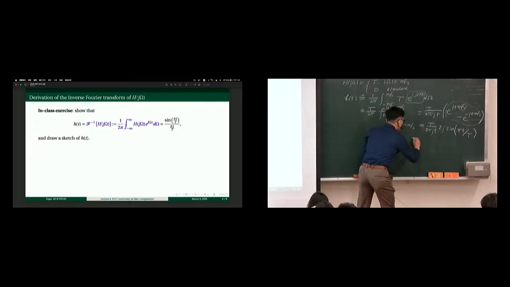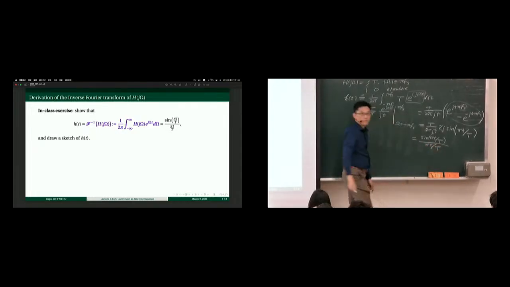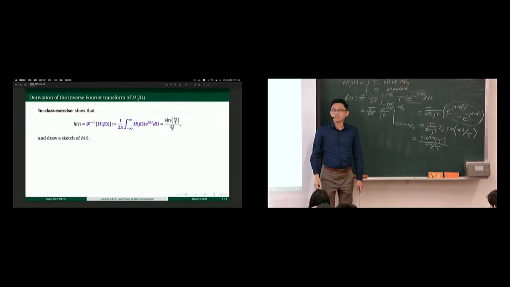So now the final expression. Some cancellation. There's a j right here, 2 right here, 2 right here. So we find that the result is sine of pi t divided by big T, divided by pi t, and we move the big T to the bottom. So that's the result.